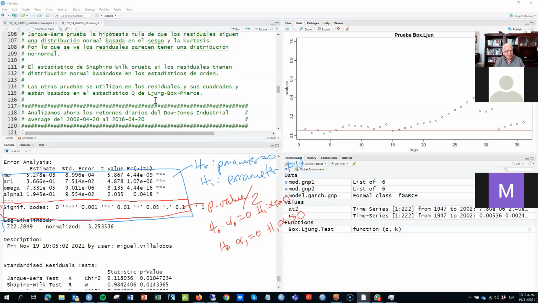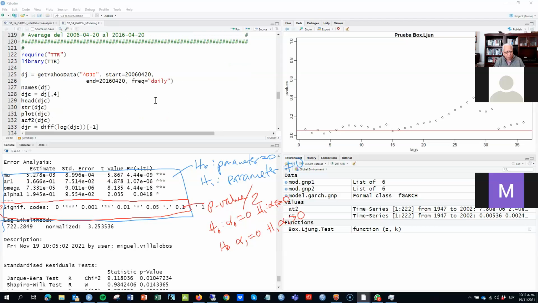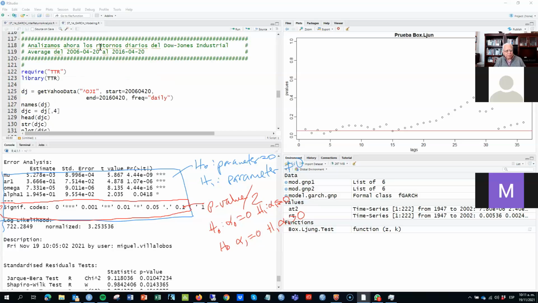Now, let's continue with the script, and now we're going to work with the Dow Jones Industrial Average. That's the daily data. That's the daily returns from the 20th of April 2006 through the 20th of April 2016.